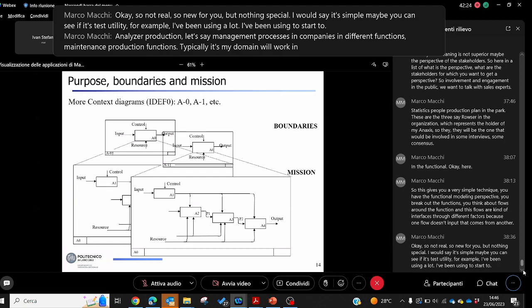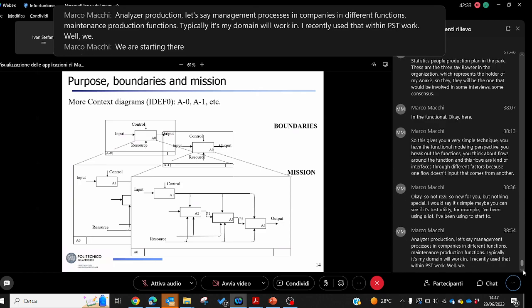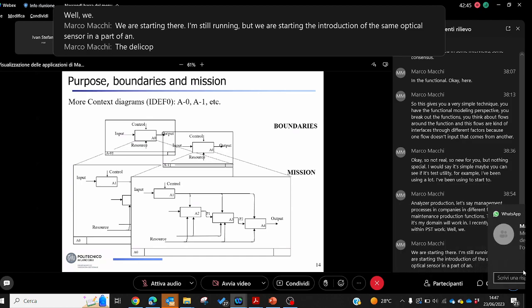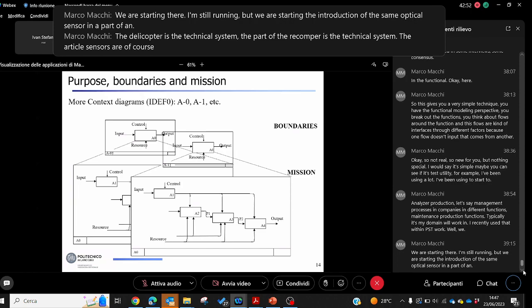I recently used it within PhD work where we are studying, still running, but we're studying the introduction of, say, optical sensors in a part of a helicopter. The helicopter is the technical system, the part of the helicopter is the technical system. The optical sensors are of course the subsystem that is inserted here.